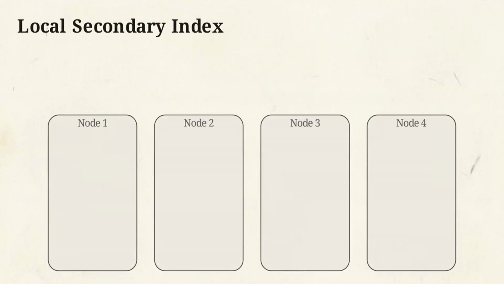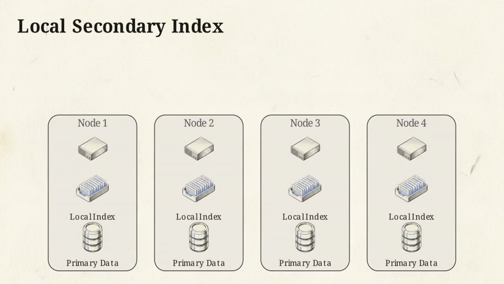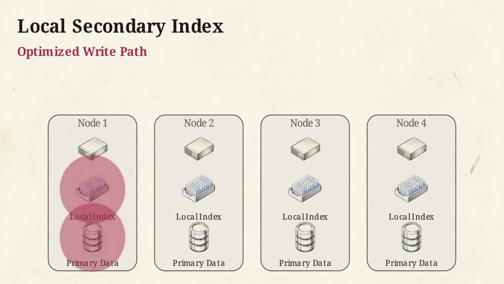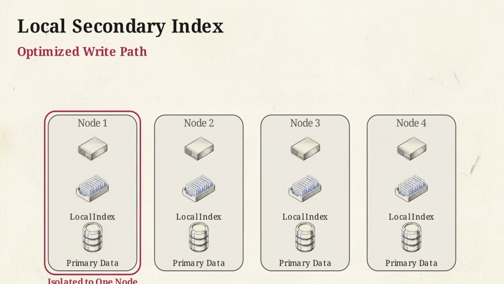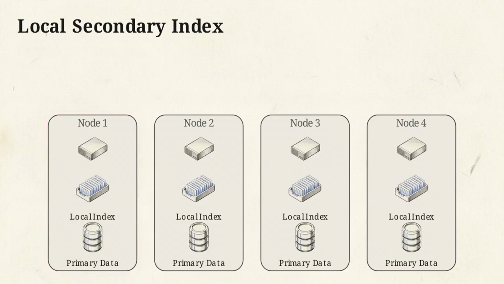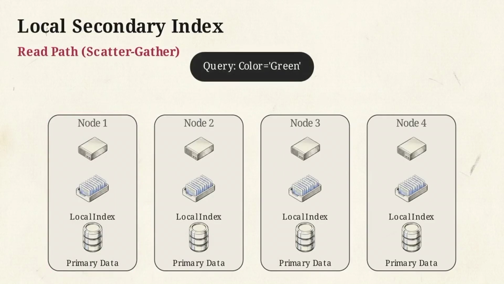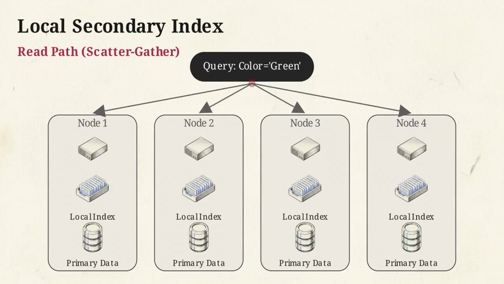The first strategy is the local index. Each physical machine maintains its own isolated index, mapping the secondary attributes of the records stored locally on its disk. This optimizes the write path. When a record is updated, the database only modifies the primary data and the localized index on that same machine. The read path, however, requires a broadcast.